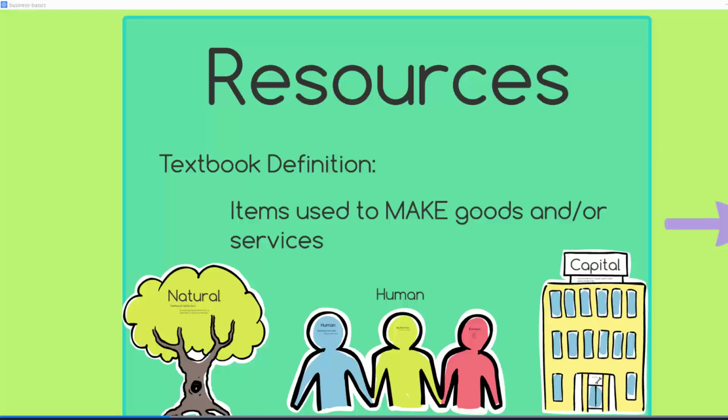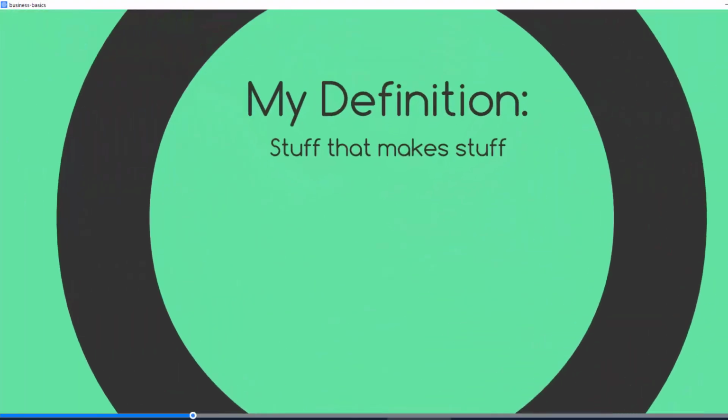So we use this term a lot. And in our economy, we have a certain number of resources that we have to learn how to handle correctly in order to make our country work, okay? So the first one is stuff that makes stuff. So that's the silly definition of resources.